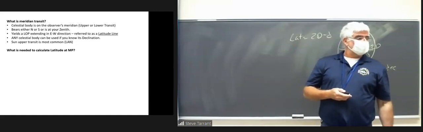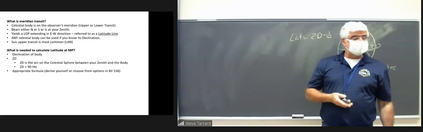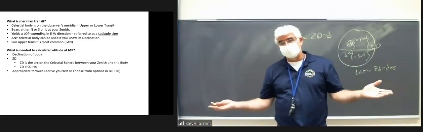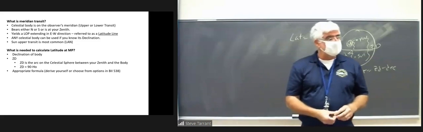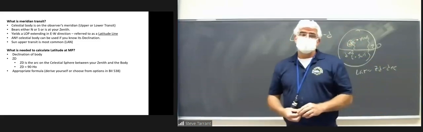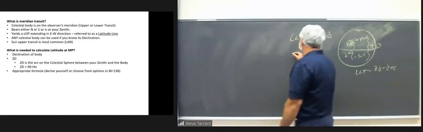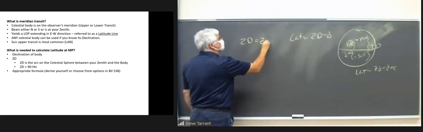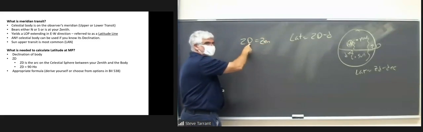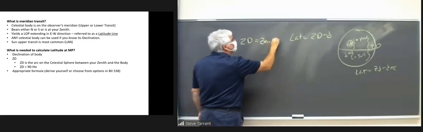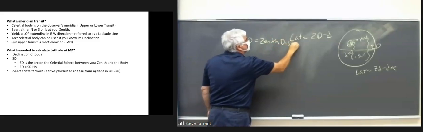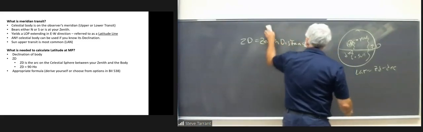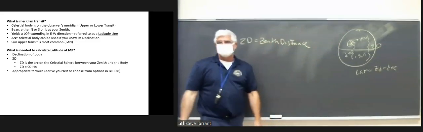Okay, so what is needed? You need the declination of the body. You're just going to look it up. You know how to do that. You need ZD. The definition of ZD is zenith distance. That's not zone description now. It's zenith distance. And zenith distance is really an angle.